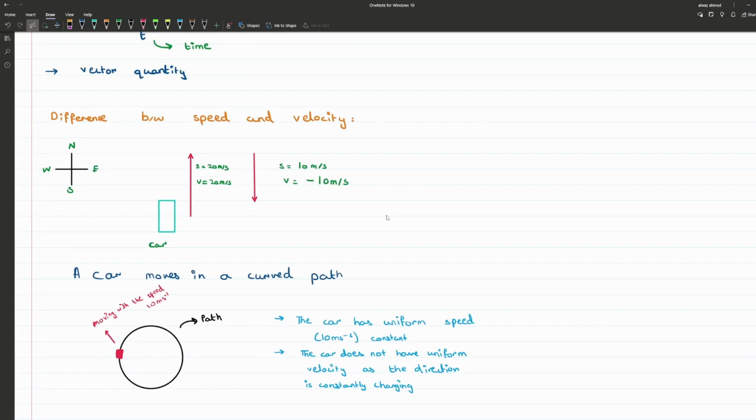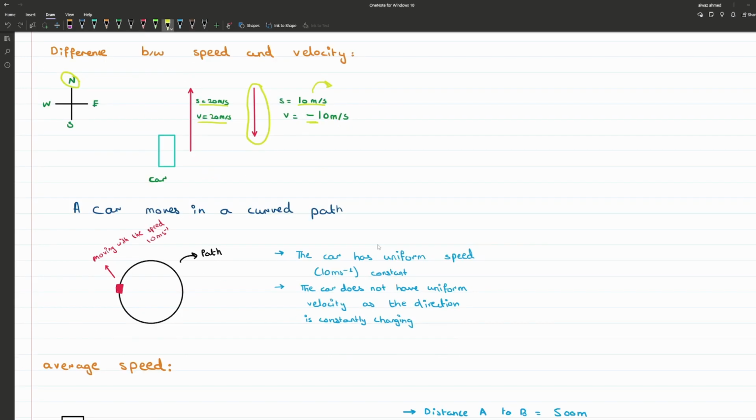Okay, so the first example we've got a car, and the car is moving in the north direction. So the speed is 20 meters per second, while the velocity is also 20 meters per second. In the next round, the car moves back towards south. Now the speed will remain 10, it's positive because it is scalar, while velocity is minus 10. That is because it is going in the opposite direction of its original velocity, which is north. So the magnitude became negative.